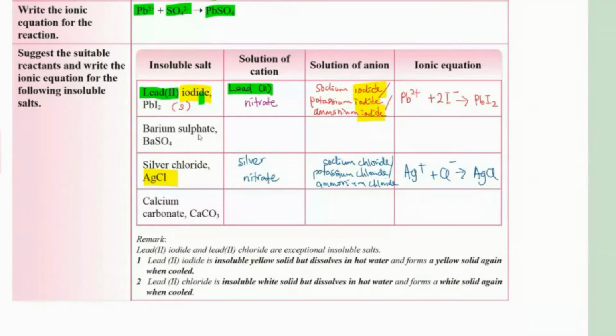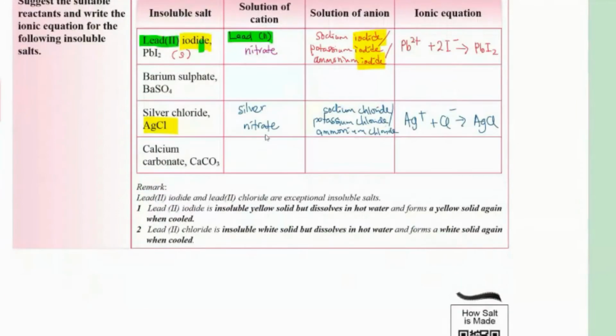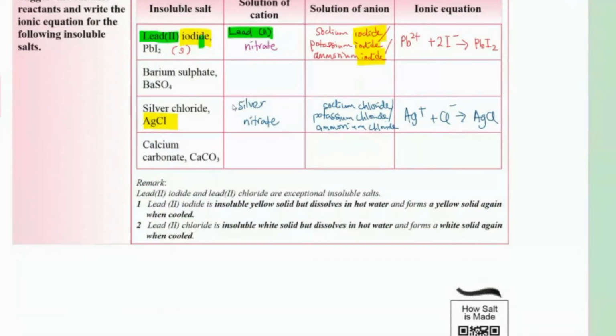Now there are two. Okay, barium sulfate and calcium carbonate. So can you try to complete these two rows here for barium sulfate and calcium carbonate? Barium sulfate. Okay, what is the solution of the ions you need? You can type your answer here. What have you, right? Barium nitrate. Yes, barium nitrate.